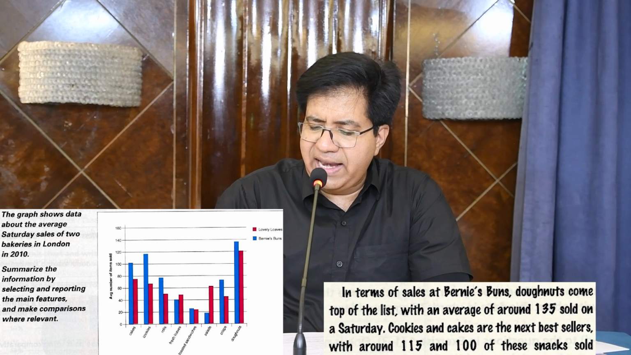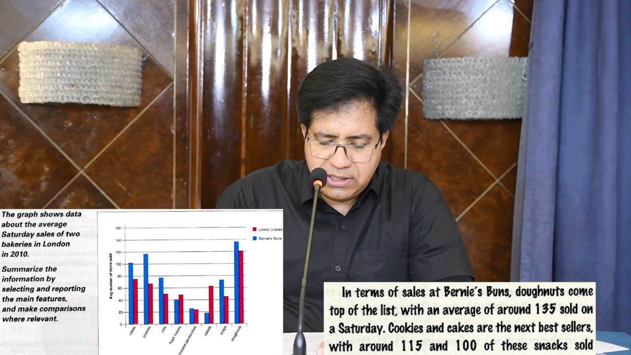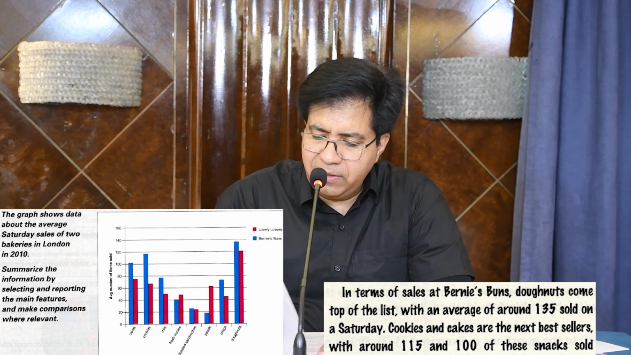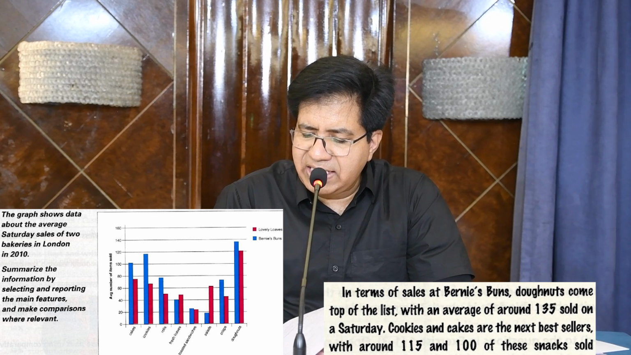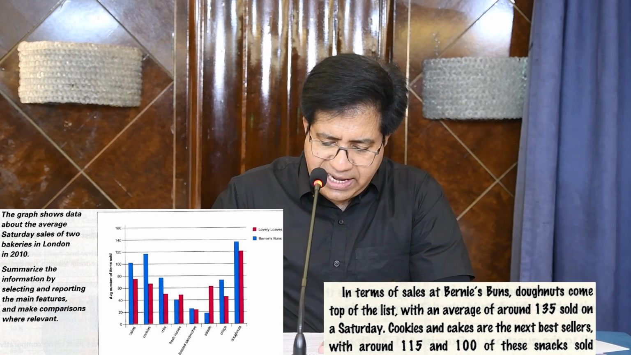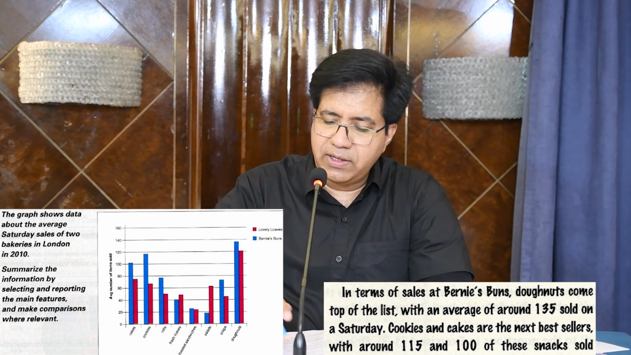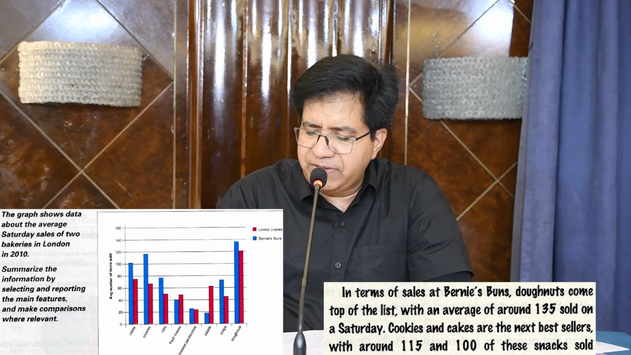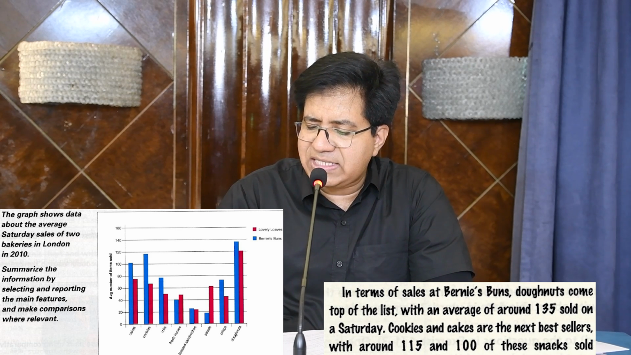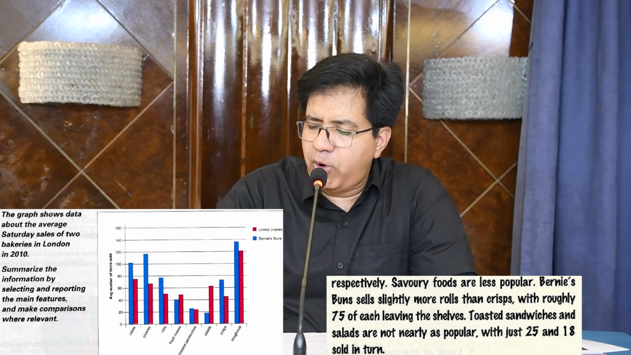Cookies and cakes are the next best sellers with around 115 and 100. Come back, take a look at cookies. Can you see cookies around 115? And what is the next item? Yeah, cookies and cakes. So can you take a look at cakes? Around 100. Okay, so like this you're going to write. Let's go on. Cookies and cakes are the next best sellers with around 115 and 100 of these snacks sold respectively. Next, savory foods are less popular.